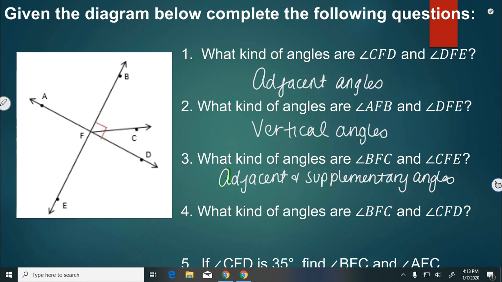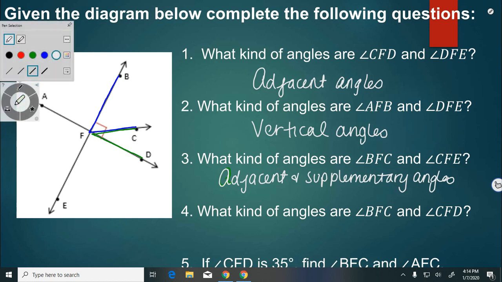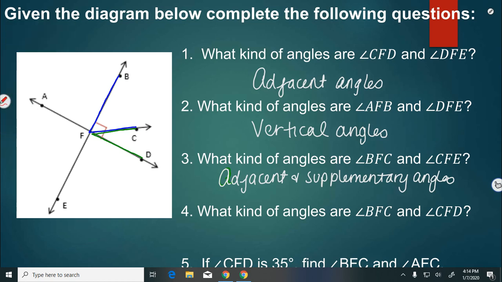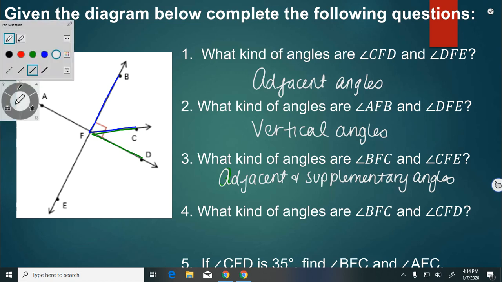Then lastly, what kind of angles are BFC and CFD? Well, BFC again is B to F to C, this one here. And CFD is C to F to D here. So again, they share a common side, but now they also form a right angle. So we can say that they are adjacent and complementary.